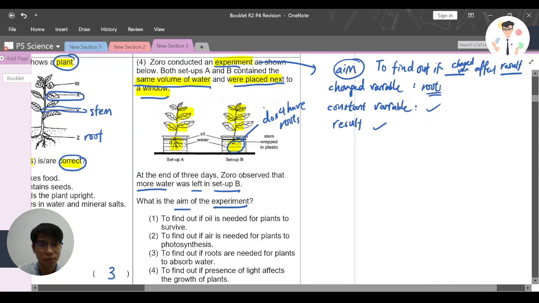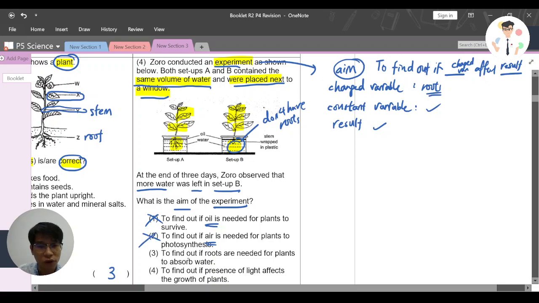So let's try to look at the options. To find out if oil is needed. No, that's not a change variable, right? Both setups have oil. So wrong. To find out if air is needed. Now, both setups are placed with oil, so it blocked the presence of air. So again, this is not something that changed, it's something the same.